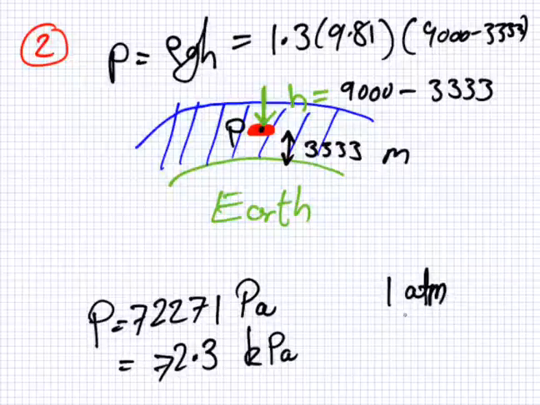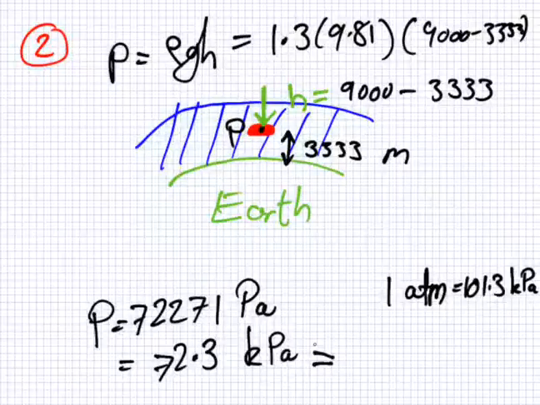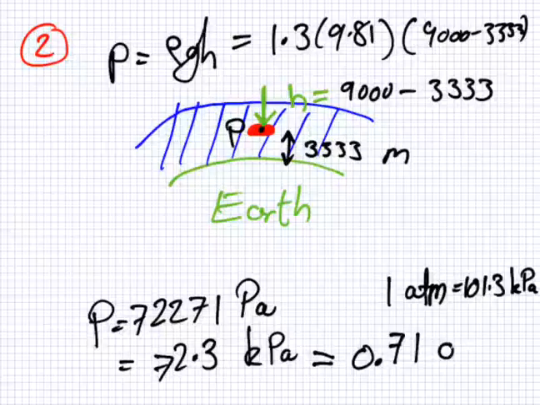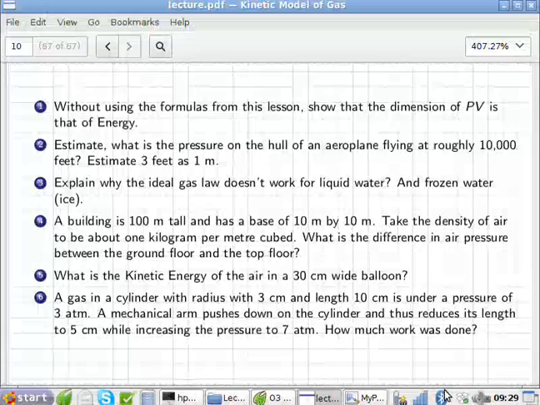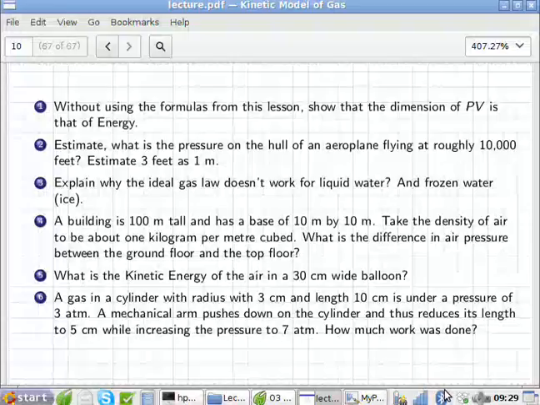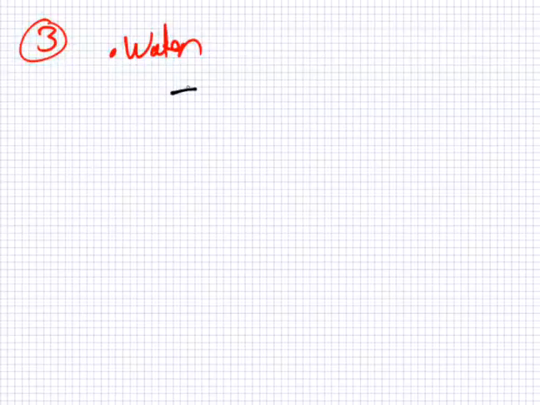Now, what did I say the thickness of the atmosphere was? Was it like 8 kilometers or something? Yes, 8.35. Well, 8.5 was it? Approximately 8.6. Okay, we'll just say 9,000. So we'll say 9,000 minus 3,333. That's the height. So this will equal 1.3 times 9.81 times (9,000 minus 3,333). So you get an answer of 72271 Pascals. Or if you want kilopascals, that is 72.3 kilopascals.